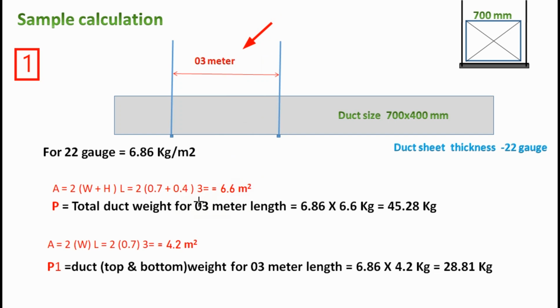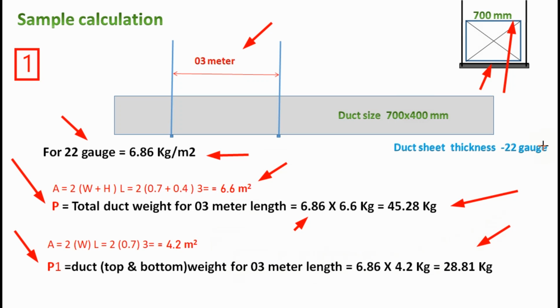Then we will calculate two types of duct weight. Number 1 total duct weight, which we show here by P, and number 2 weight of duct bottom and duct top, which we are showing here by P1. As we are using sheet 22 gauge and for 22 gauge weight is 6.86 kg per meter square. Then we will calculate the area of the duct for 3 meter length, which is 6.6 meter square. Then we multiply it by 6.86. Then the total duct weight is equal to 45.28 kg. Similarly, the weight for the duct bottom and top is 28.81 kg.